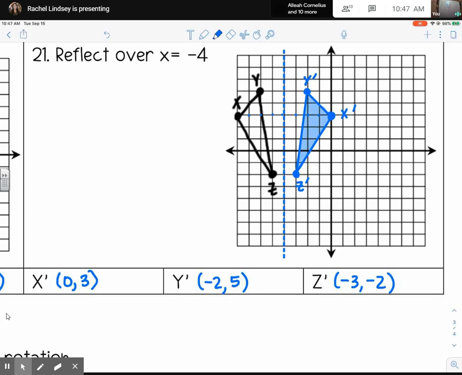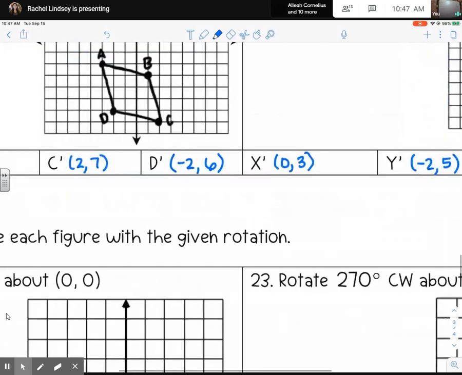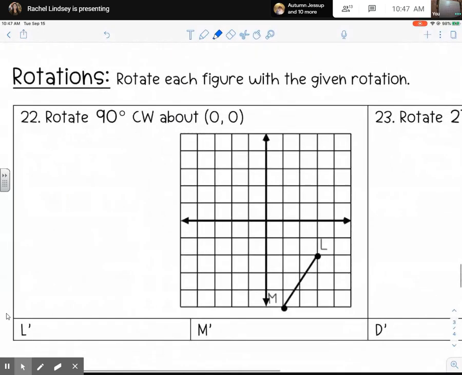Okay, next section, we're looking at rotations. Again, with rotations, you can use patty paper or you can use the coordinate rules. Coordinate rule for 90 degrees clockwise: x, y goes to switch your y and your x. This is clockwise, it goes to the right, so the x is now negative.